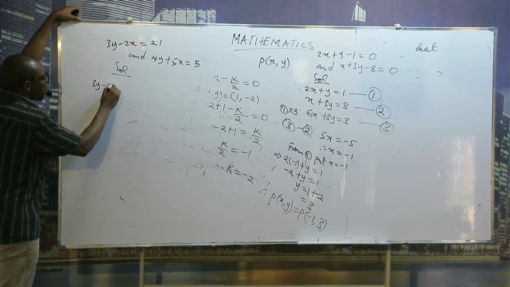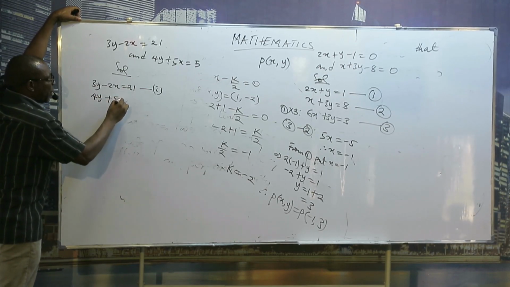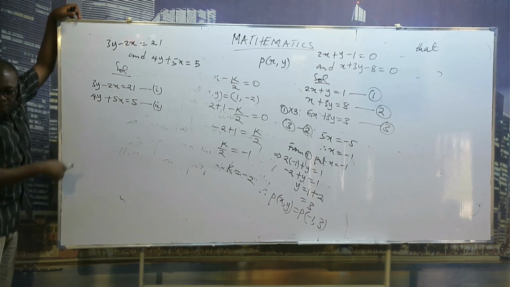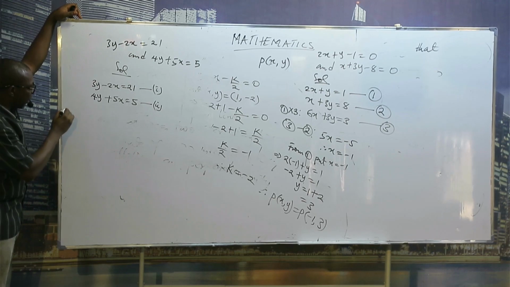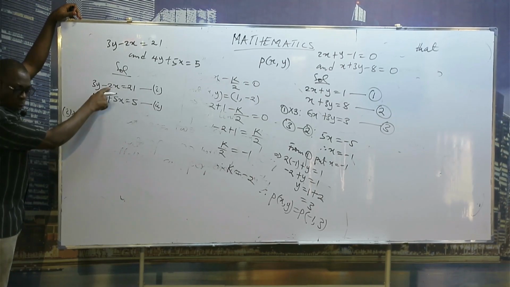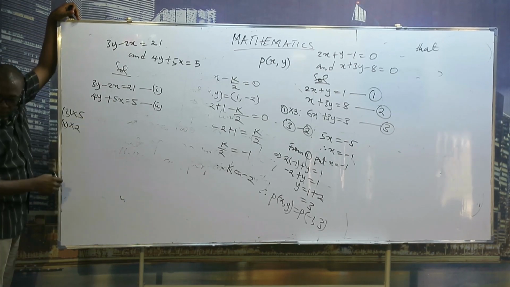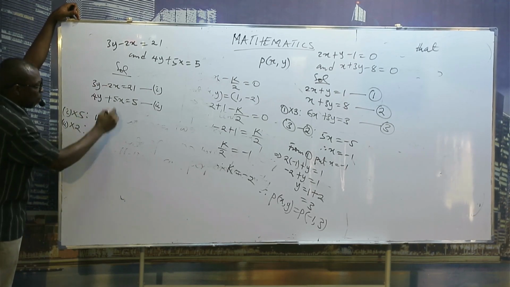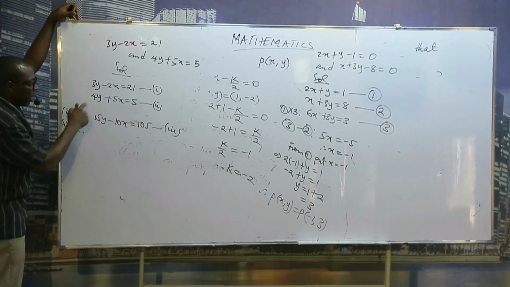3y minus 2x equals 21, equation 1. 4y plus 5x equals 5, that is equation 2. Is it balanced? It is balanced neither in x nor in y. So I want to balance x. Equation 1 times 5, then equation 2 times 2. Did you see that? So here becomes 15y, here is 10x, and here is 105. Equation 3. Here is what?